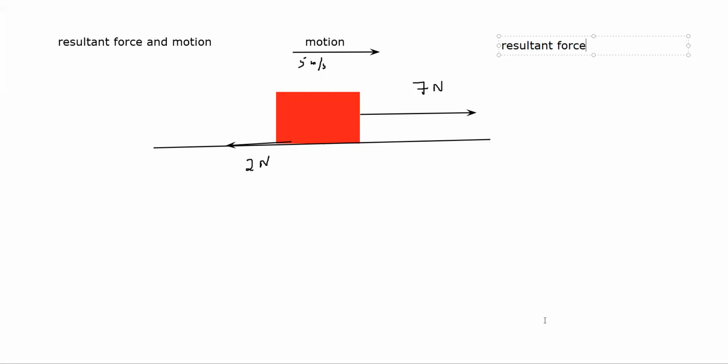And what is the direction? 7 minus 2 equals 5 Newton. And what is the direction of this? It's towards the right hand side. So the direction of the motion is towards right and the direction of the resultant force is towards right. So if the direction of resultant force and direction of motion are the same, what will happen? The object will accelerate. When we say this object will accelerate, it means the speed of the object will increase.